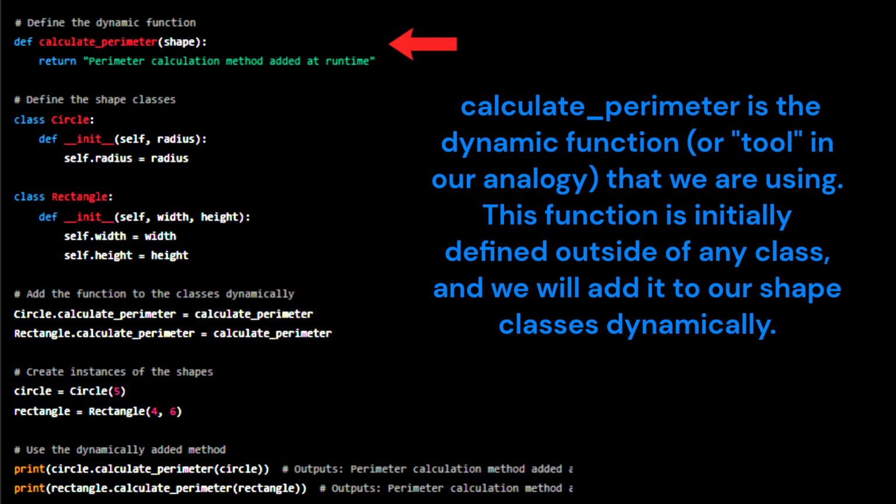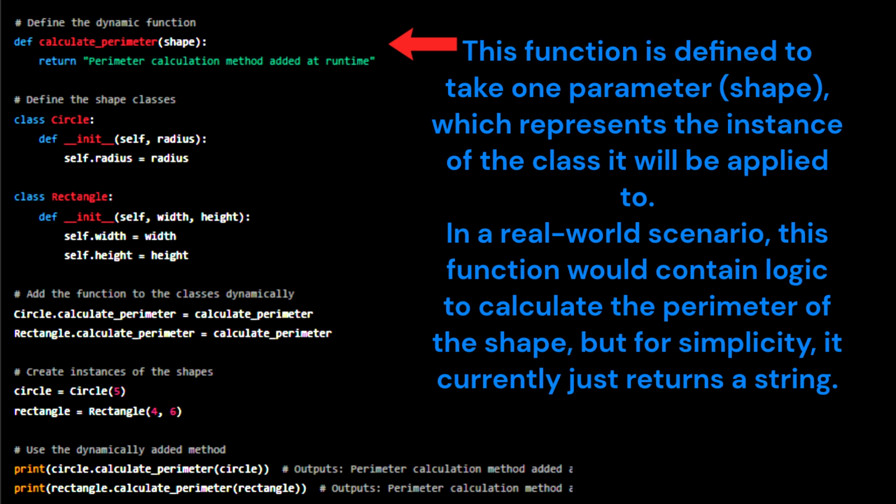Let's get back to the geometrical shapes and parameters analogy code. Calculate_perimeter is the dynamic function, or tool, in our analogy, that we are using. This function is initially defined outside of any class, and we will add it to our shape classes dynamically. This function is defined to take one parameter, shape, which represents the instance of the class it will be applied to. In a real-world scenario, this function would contain logic to calculate the perimeter of the shape, but for simplicity, it currently just returns a string.